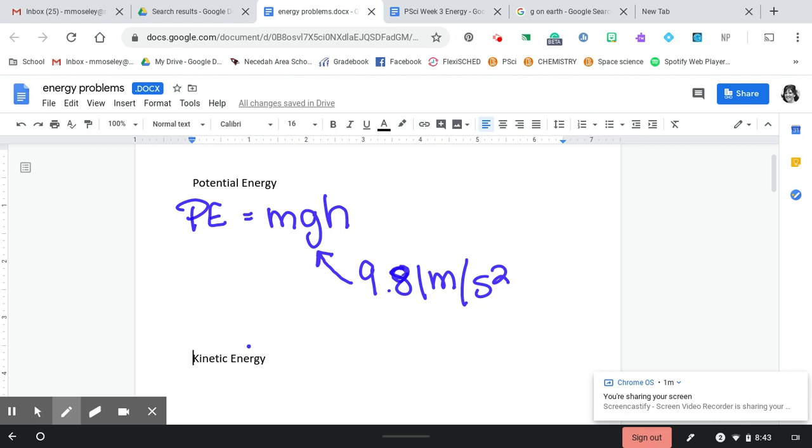So to solve for potential energy, I would need to know the mass of the object, the kilograms, the g, and the height that that object is off the ground in meters. And when I solve for that, I would multiply mass times gravity times height to get my potential energy, and that is measured in joules.